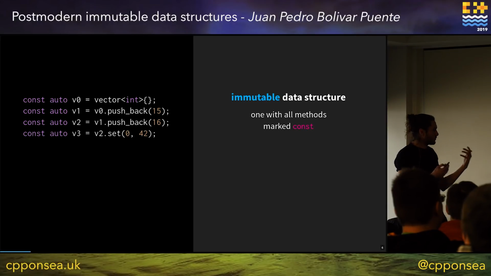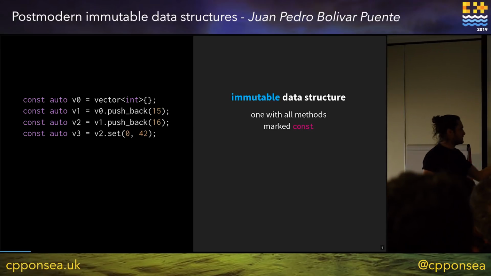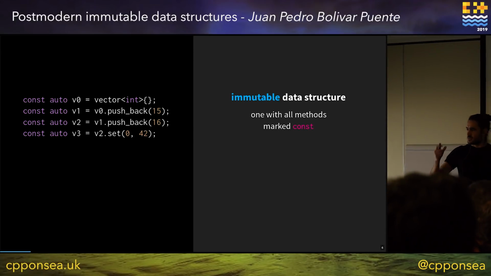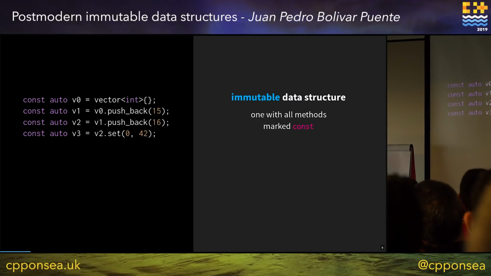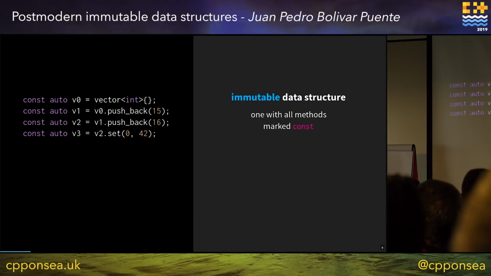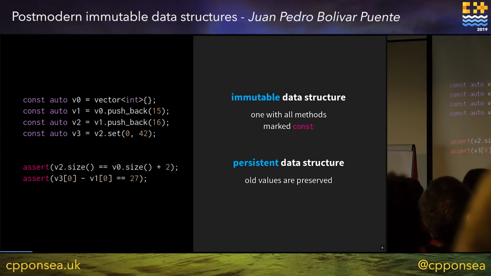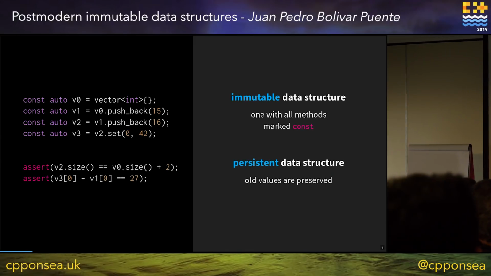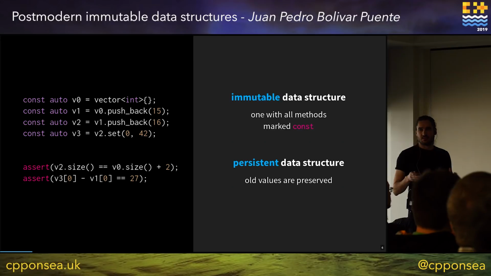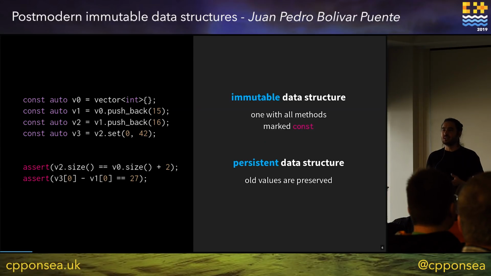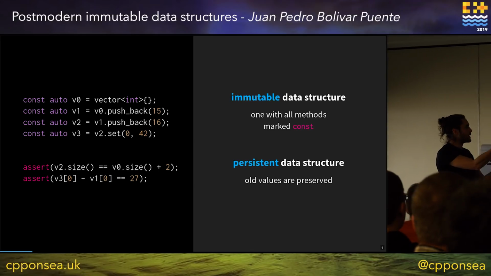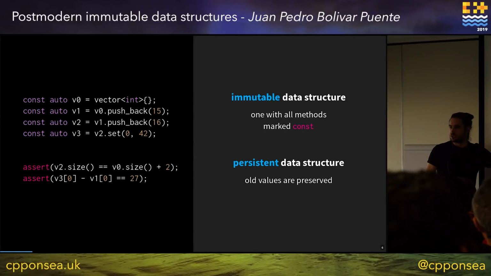I can also, of course, update the data. In this case, we cannot use the traditional syntax because we need to get a new vector. So we use the set method that then returns another version with the value updated. Now with this, we achieve a property that is called persistence. This is not persistence as in saving to files. It comes from the data structure world. It means that the previous values are preserved, so we can compare the different versions of the values.